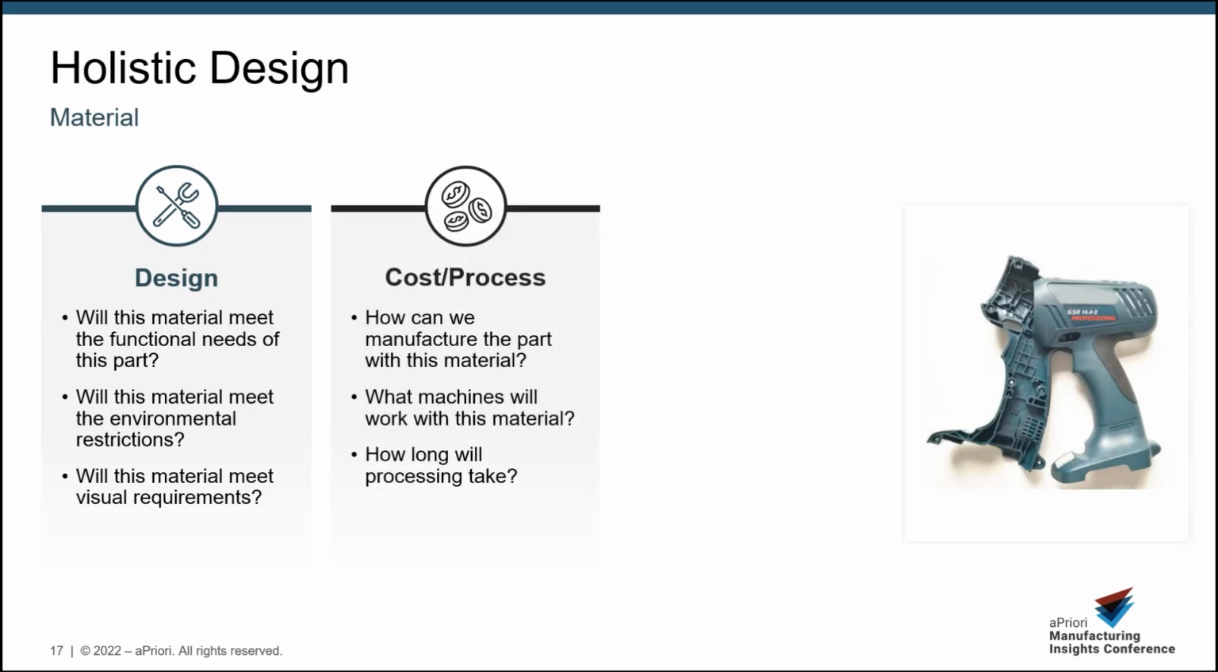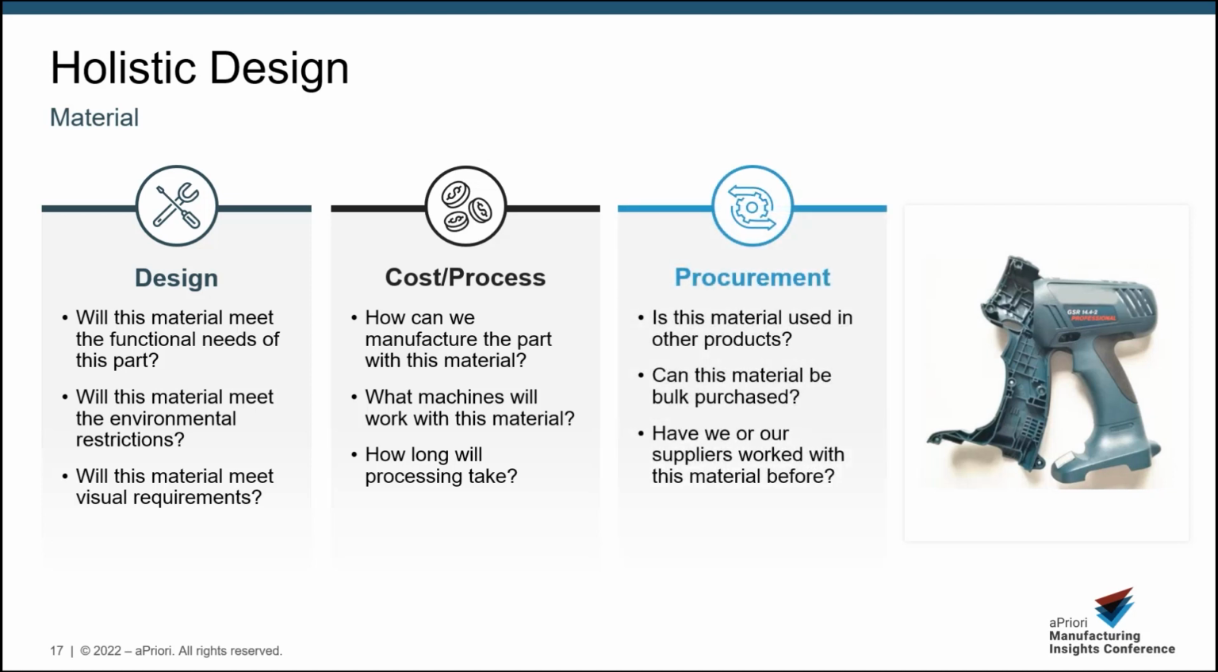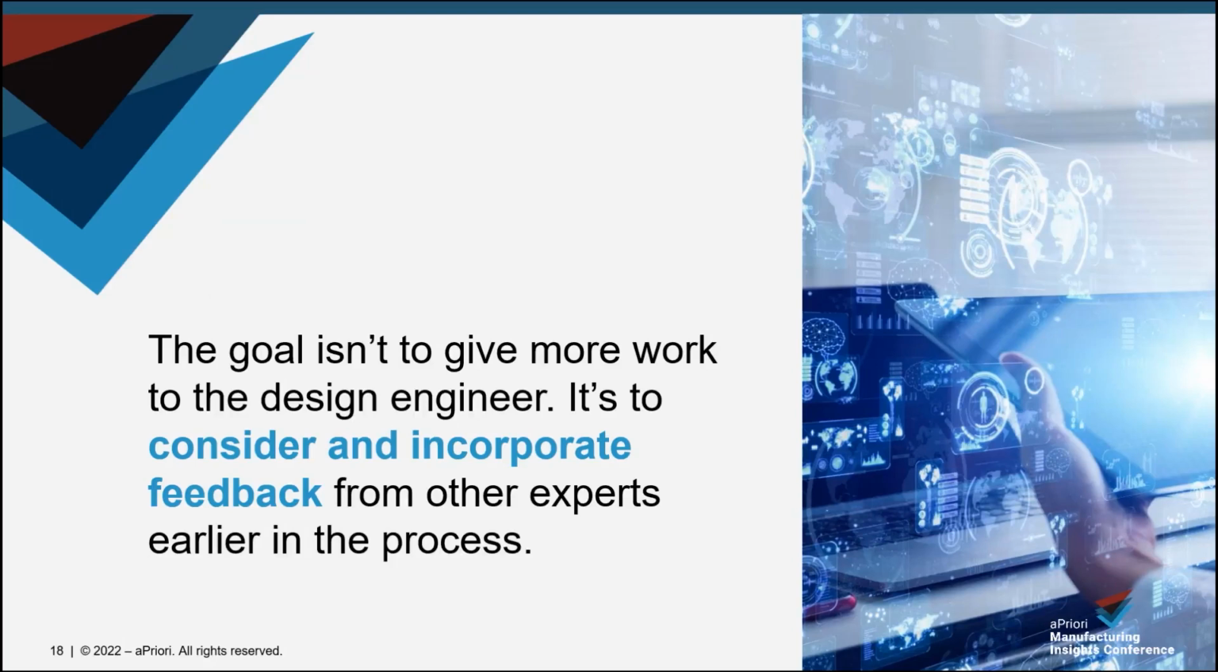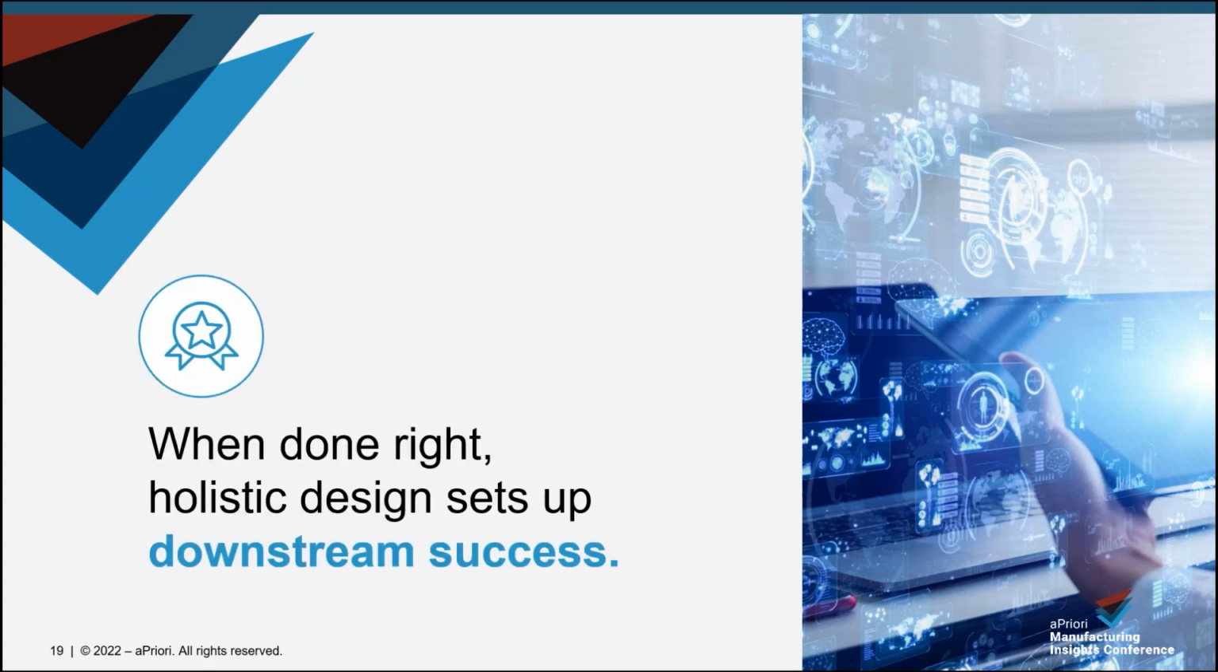Process engineering has insights into manufacturing process, machine capability, and cycle time. Procurement tracks supplier relationships, material use, and bulk purchases. If design engineers take these other factors into consideration, transition to production will be quicker and cleaner. The goal isn't to give more work to the design engineer. It's to consider and incorporate feedback from other experts earlier in the process. When done right, holistic design sets up downstream success.